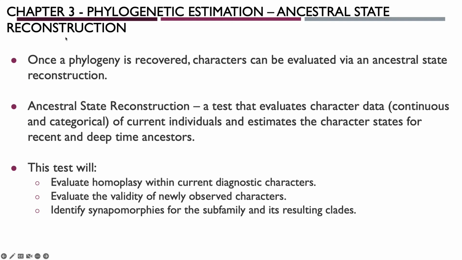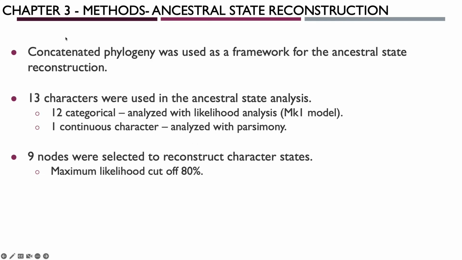Well, I need to test those characters, right? And I have this beautiful concatenated tree on which to test character validity. So once the concatenated phylogeny was recovered, characters need to be evaluated using an ancestral state reconstruction. So what is that? Ancestral state reconstruction evaluates character data in our current taxa, and then it estimates the character states for recent and deep time ancestors within our tree. So this test is going to evaluate homoplasy within current diagnostic characters, evaluate validity of the newly observed characters, and identify synapomorphies for the subfamily and its resulting clades.